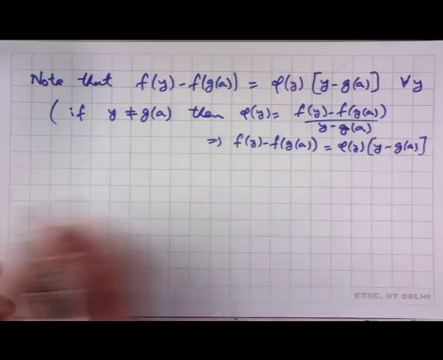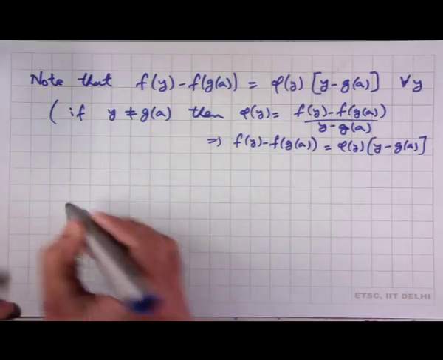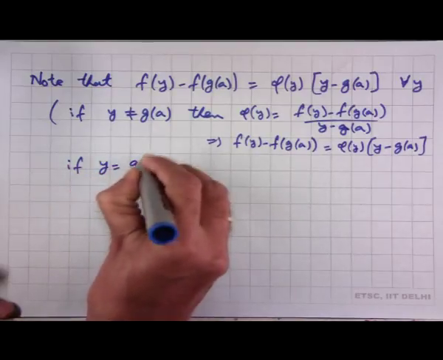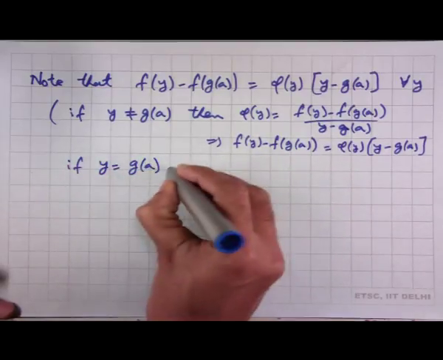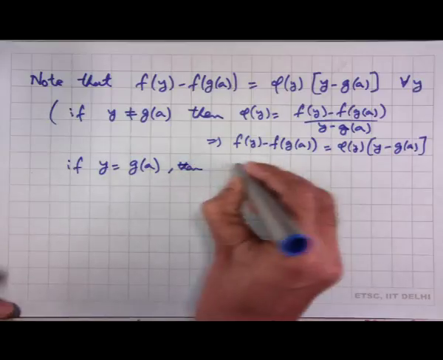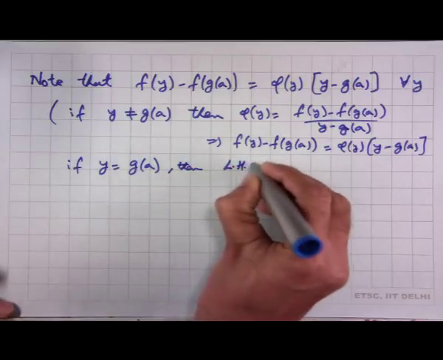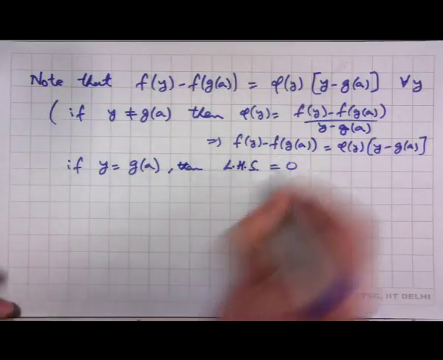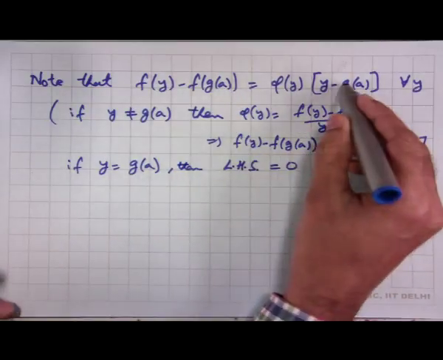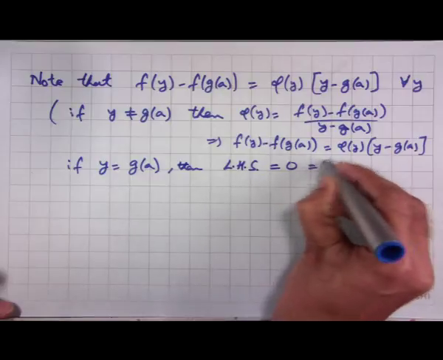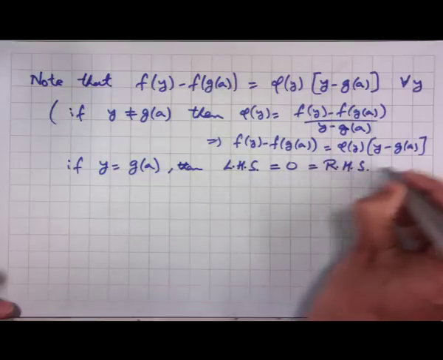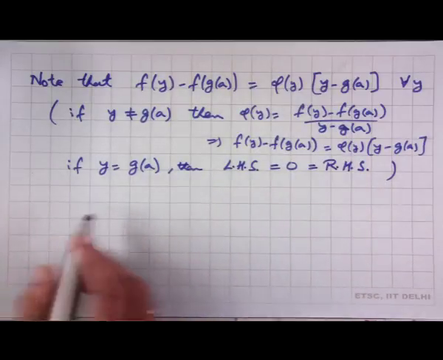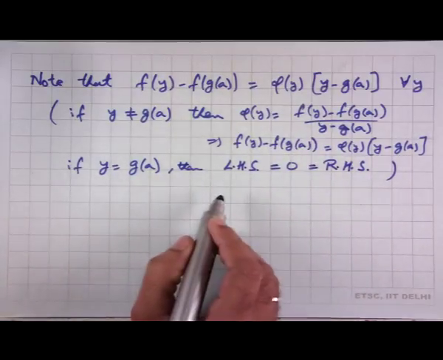Of course, this is true if y is not equal to g(a), but if y is equal to g(a), then you notice that the left hand side is f(g(a)) - f(g(a)), which is 0, and the right hand side, if you put y equal to g(a), is again 0. So, the above equality is true even if y is equal to g(a).